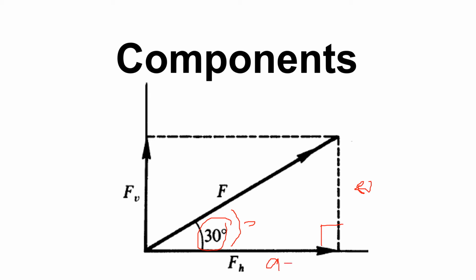which is equal to, adjacent would be cosine, adjacent over hypotenuse. So this is hypotenuse, or r, times cosine 30, and the opposite is r sine 30.